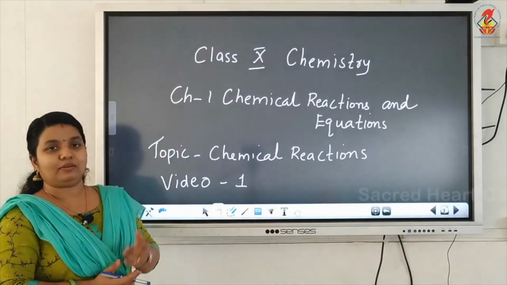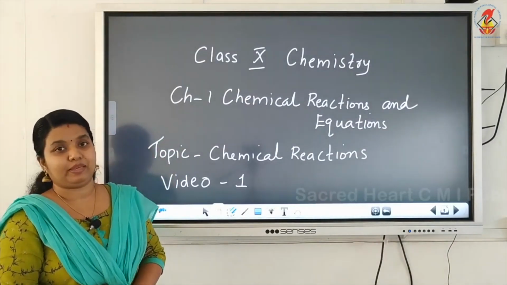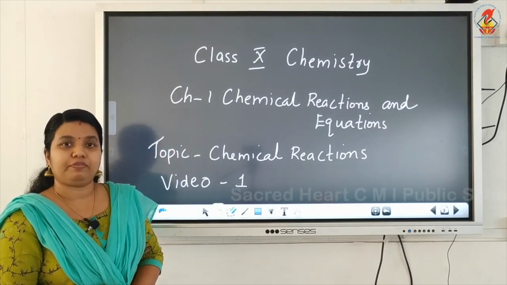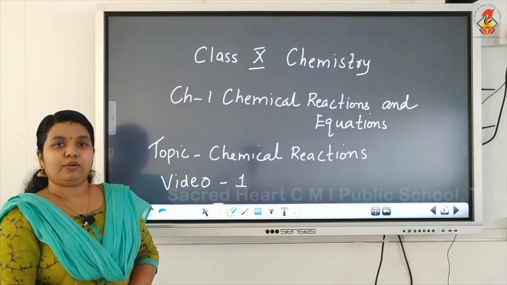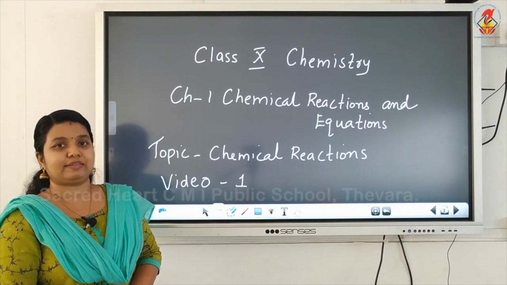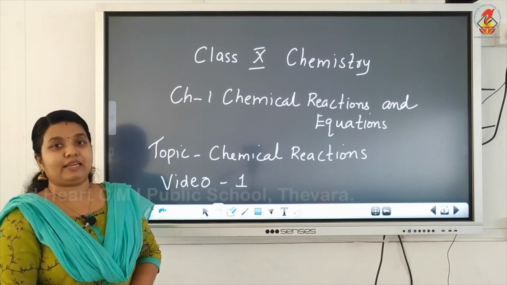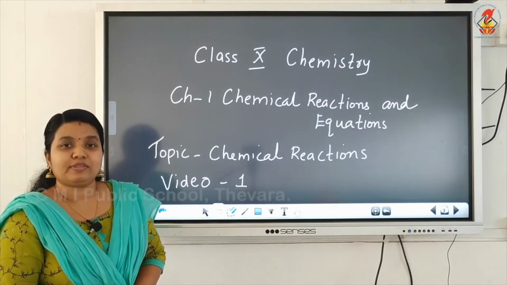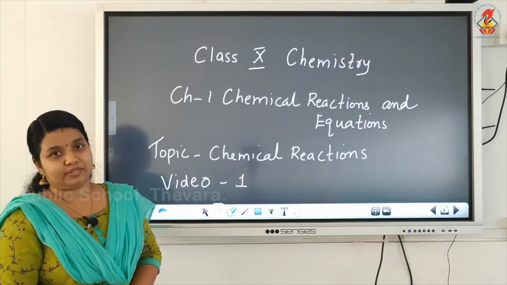We have to discuss different types of chemical reactions. There are 5 different types of chemical reactions: combination reactions, decomposition reactions, displacement reactions, double displacement reactions, and redox reaction. The last one, redox reaction.